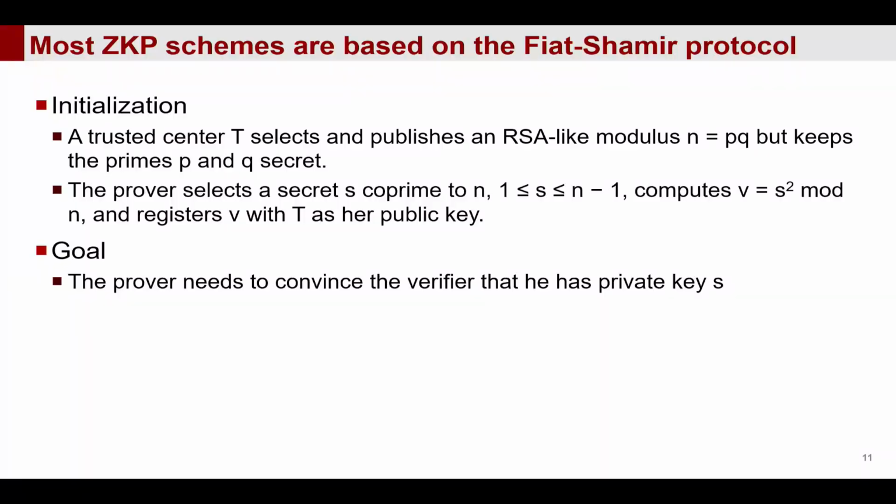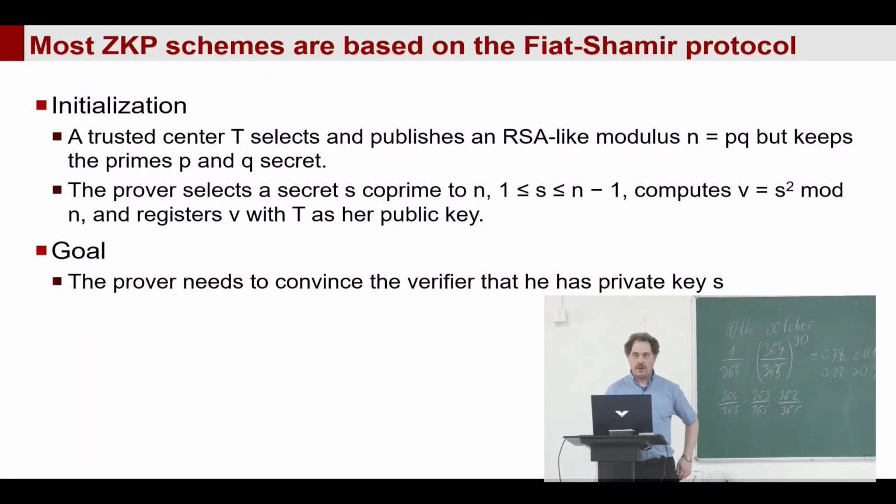In practice, those are just some examples, but most zero-knowledge proof schemes are based on the Fiat-Shamir protocol. How does the Fiat-Shamir protocol work? There is initialization; it's yet another proof system.